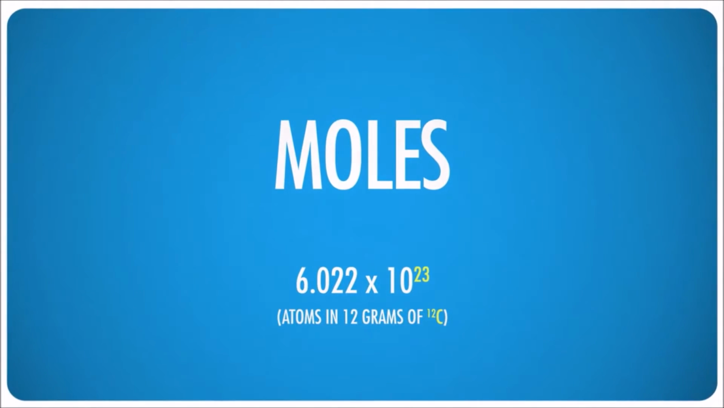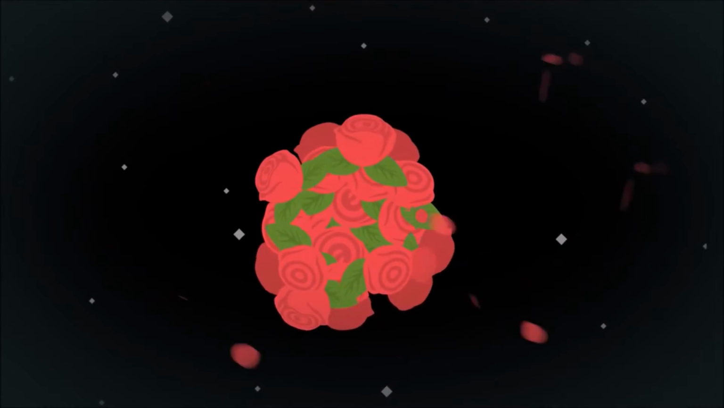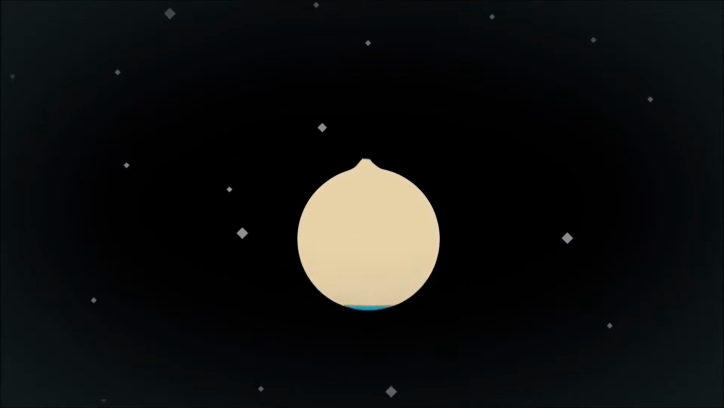So there are this many carbon atoms in a mole of carbon-12, and there are the same number of anything in a mole of anything else. Like a dozen roses is 12 roses, but a mole of roses is 6.022 times 10 to the 23rd roses, which would be enough roses to cover the surface of the Earth quite deep. A mole of sand would be 6.022 times 10 to the 23rd grains of sand, and if they were each 1 millimeter long, a mole of them would stretch 100 quadrillion kilometers. So you get the picture?